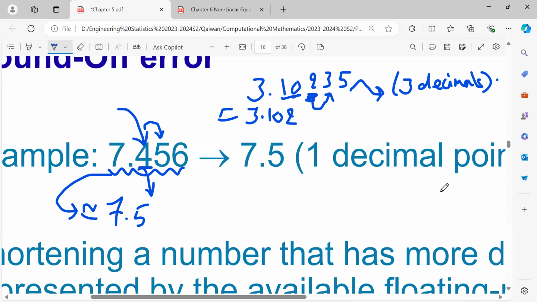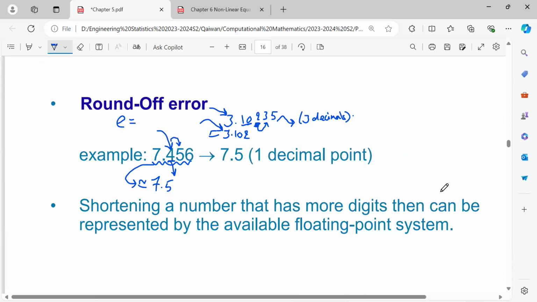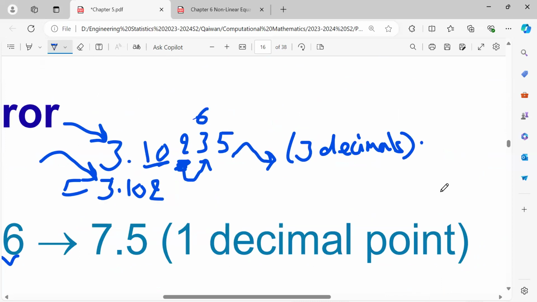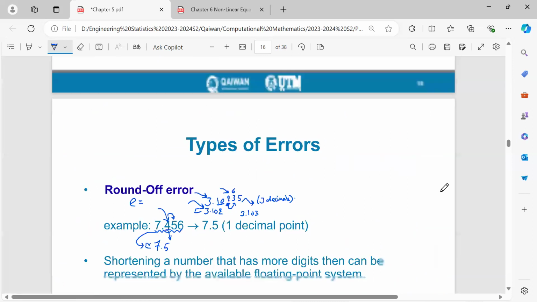This is rounding of error, okay? Or this is an approximate rounded value for that given value, okay? To find the error, we say error is the exact value minus approximated value, okay? In the case here, if this 3 were, let's say, 6, what do we do in that case? We add 1 for the third one, okay? It becomes 3.103. In that case, we add 1 for the third decimal point, as it's asking for rounding it to 3 decimal points.